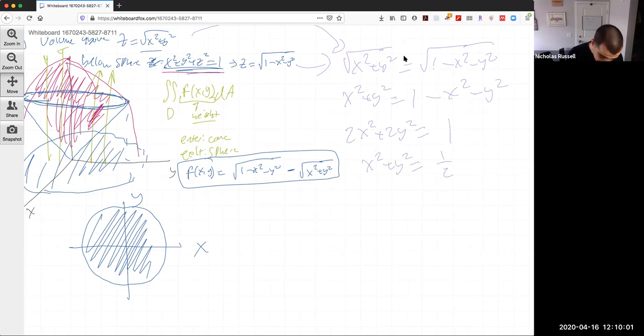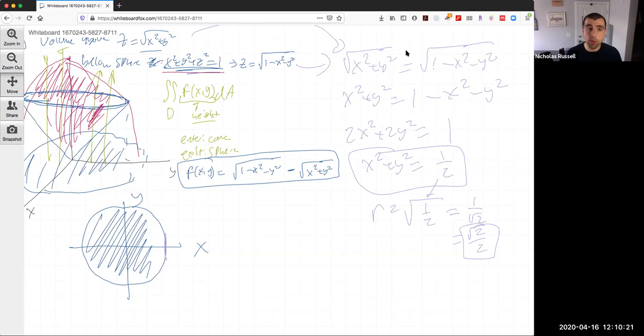And so what does this tell me? This tells me that the radius of this circle is the square root of 1/2. Written a little bit better, this is 1 over the square root of 2, or maybe more affectionately known as the square root of 2 over 2. And that's my radius.